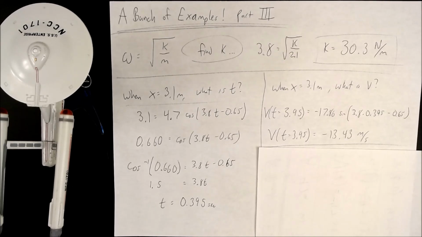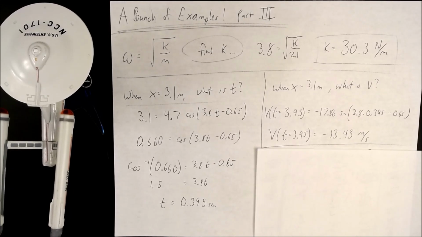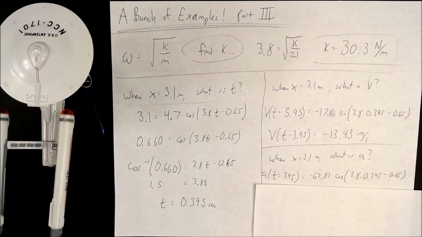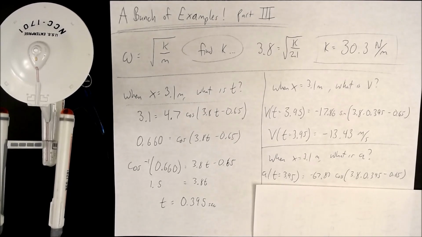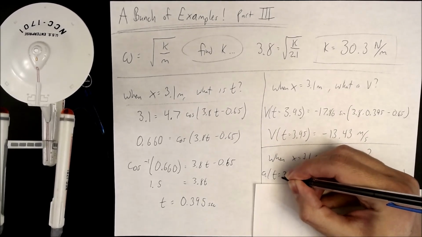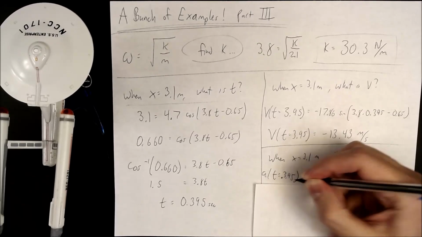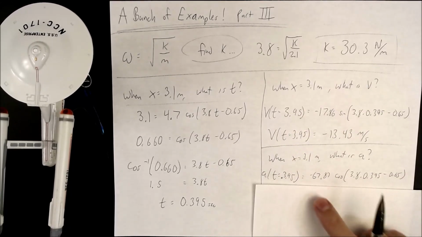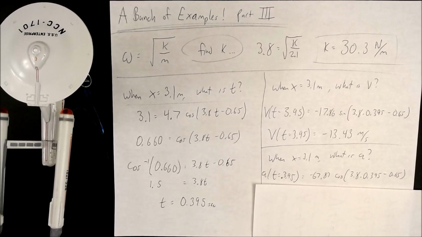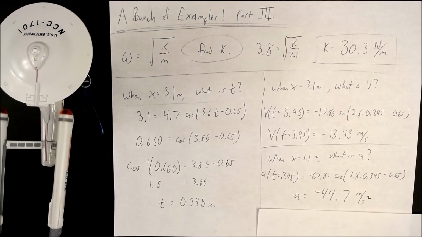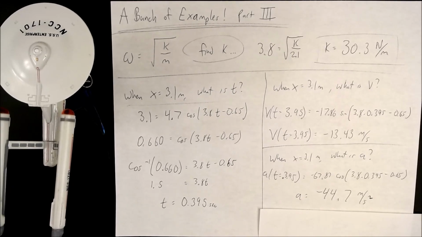We can do this for acceleration just as easily. What are we going to do for that? How are we going to solve it? For acceleration, we're just going to plug in the time again, 0.395. I put that decimal in the wrong place. There's the right place for the decimal, right there. 0.395, plug it into our equation for acceleration, and we get our acceleration right there, negative 44.7 meters per second squared.